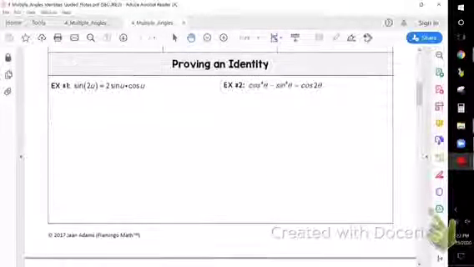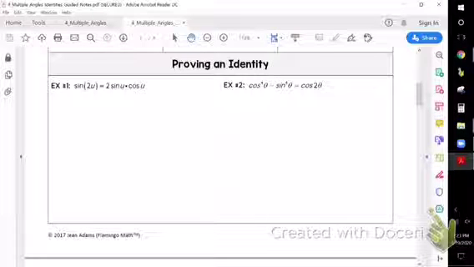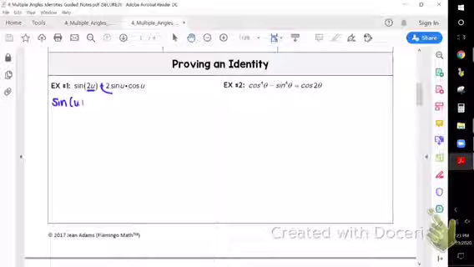Alright, so now that I've given you some more identities, we can prove them using other identities. So example 1 here says, let's prove that sine of 2u is equal to 2 sine of u cosine of u. We know that's true because that's the first identity that they gave us above. But we've got to prove it. So I'm going to work on that left side. How do we get 2u? Well, we know that's 2 times u, but that also means it's u plus u. So we can say the sine of 2u is the same as sine of u plus u.